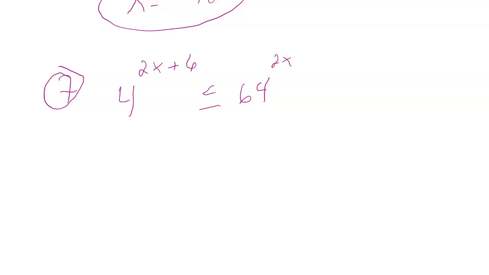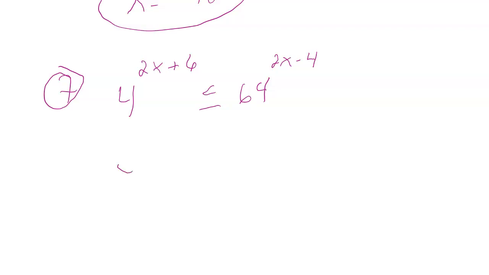Skipping 5, on to 7. Solving inequalities. That's not too bad. So we get 4 to the 2x plus 6 is less than or equal to 64 raised to the 2x minus 4. Okay, so we're fine. You can get this into base 2, because 2 to the second is 4, and 64 is 2 to the 6. Or you can get it in base 4. You just got to recognize what base to get them in.